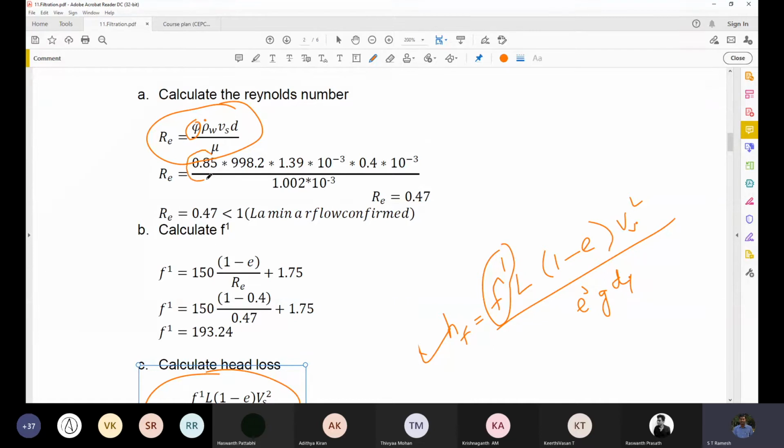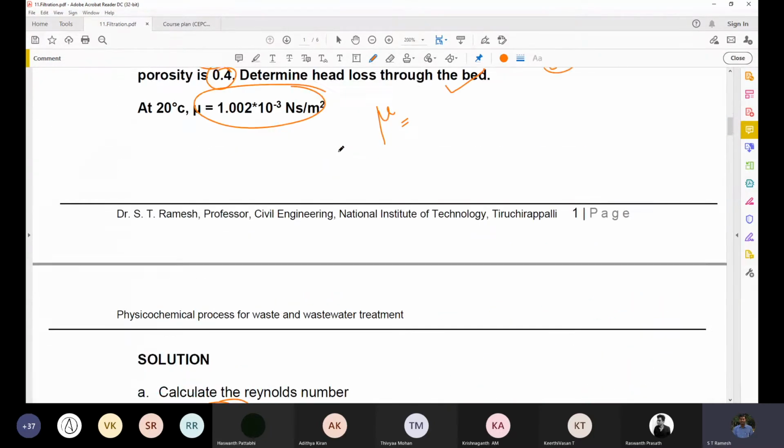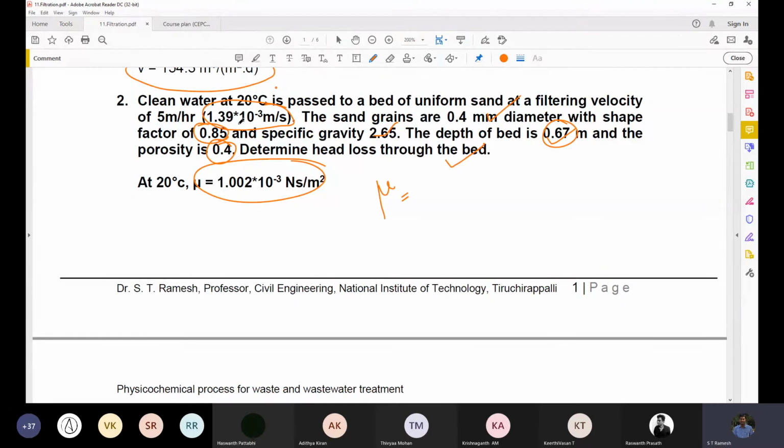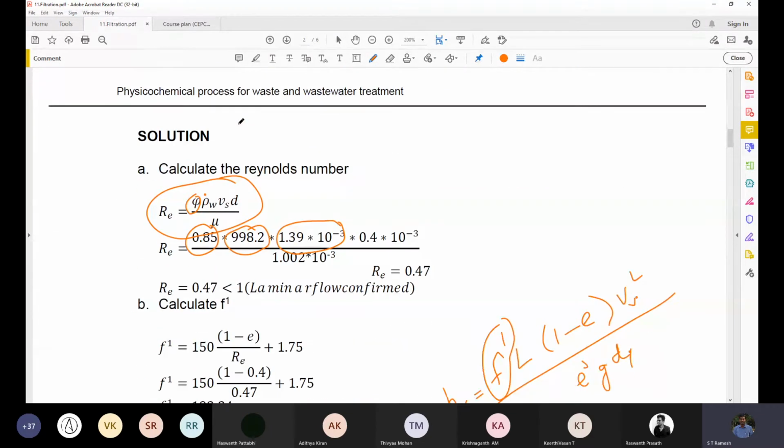Substitute all the values. 0.85 is given. 998.2, that is the density of water at 20 degrees Celsius. And Vs is also mentioned in the problem directly as 5 meter per hour, or otherwise 1.39 into 10 power minus 3 meter per second, into the diameter of the filter grains, which is 0.4 mm, 0.4 into 10 power minus 3, divided by the dynamic viscosity of water, 1.002 into 10 power minus 3 Newton second per meter square. If you calculate now, you may get a value of 0.47.